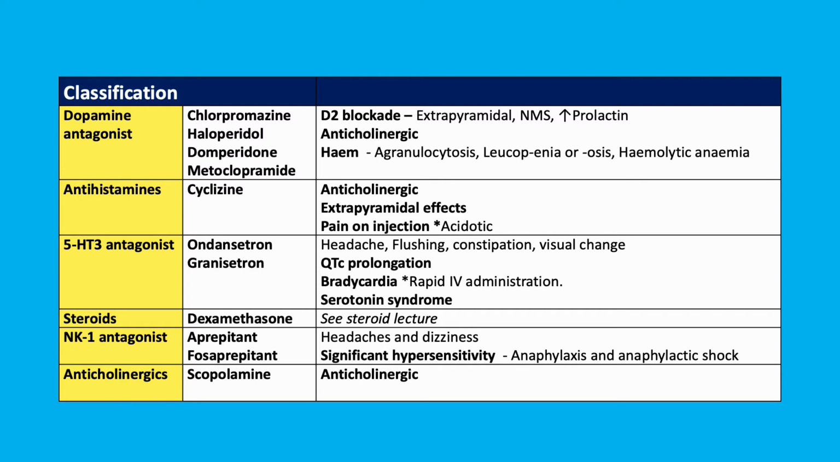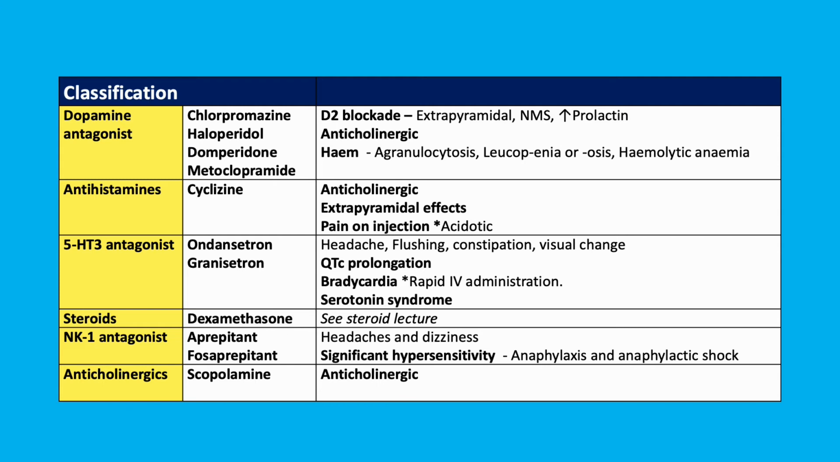With regards to the use, metoclopramide acts directly on the GI tract and therefore it's superior for GI-related PONV in comparison to domperidone, which does not readily cross the blood-brain barrier, and therefore, even though it's a dopamine antagonist, it can be used for patients with Parkinson's disease. The classical side effect profile of dopamine antagonists includes D2 blockade for extrapyramidal side effects, NMS, and increased prolactin, and based on the receptor interactions, it can also cause anticholinergic and haematological side effects.